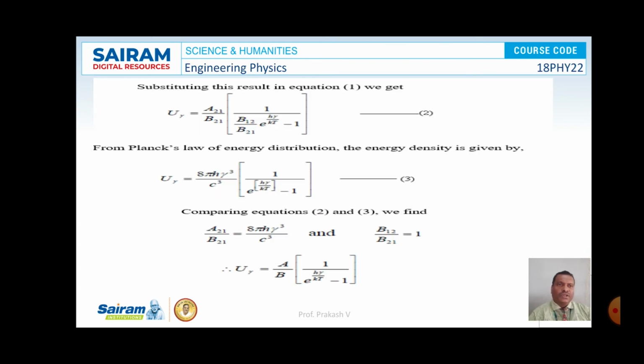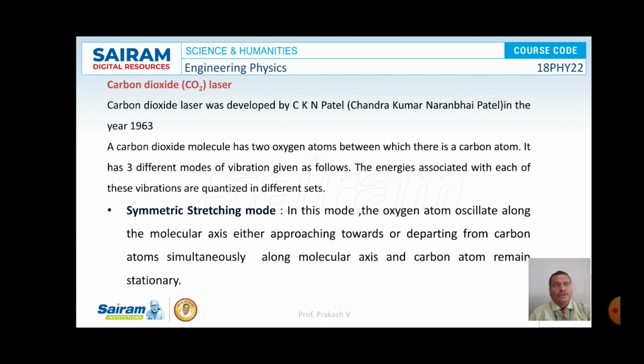So this is the expression for energy density of incident photon expressed in terms of Einstein's constants. Now, CO2 laser or carbon dioxide laser.